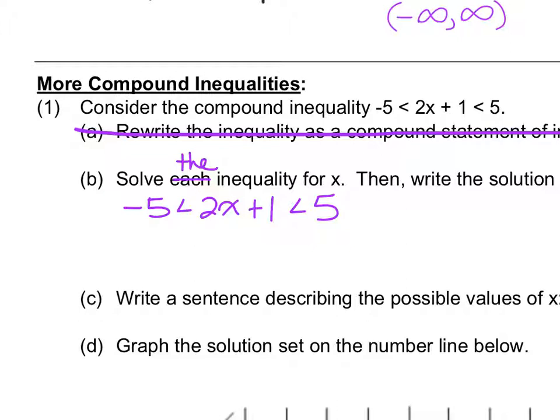So if I'm going to get x alone, I need to subtract a 1. All right, but if I subtract a 1 from that middle part, I'm going to subtract it everywhere. So that's the only way in which this differs from what we've been doing, is that we're going to do the subtraction in 3 places because there's 3 pieces. So we have negative 6 less than 2x less than 4. Then I would divide off the 2. If I divide off the 2 in the middle, that's cool, but I have to do it everywhere.